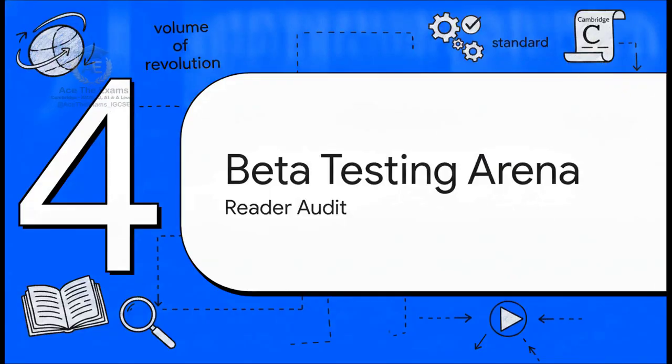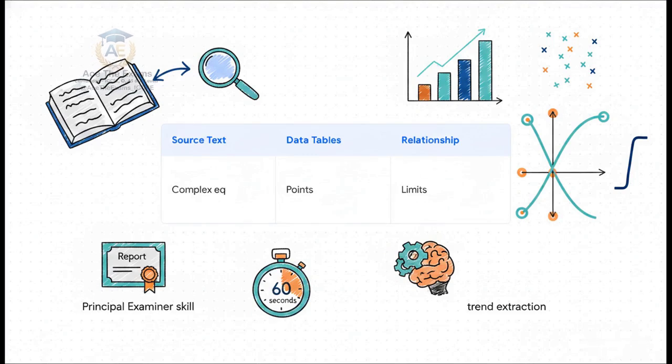Welcome to Module 4, the beta testing arena. Okay, initiating test 1. In the actual exam hall, you don't usually just get a neat, simple equation handed to you. You have to extract it from a complex diagram or some multi-part coordinate geometry scenario. Basically, you have roughly 60 seconds of processing time to execute a trend extraction.